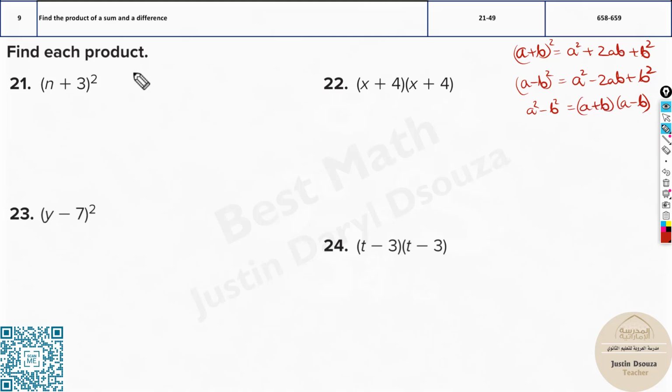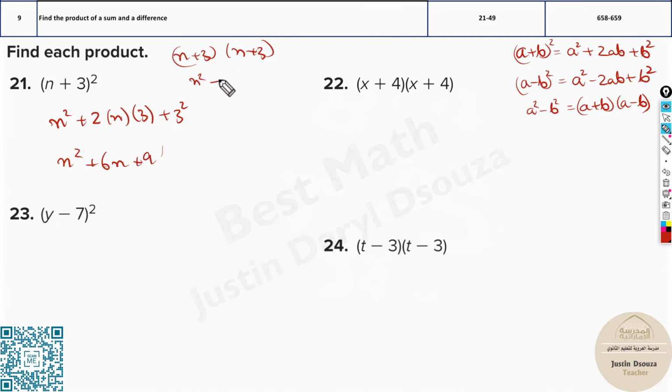Now here you can see this is the first type. All you can do is directly square the first term: n squared plus 2 times n times 3 plus 3 squared. The simplification would be n squared plus 6n plus 9. That's the answer. Or you can also multiply it as FOIL: (n + 3)(n + 3), and then it'll be n squared plus 3n plus 3n plus 9, which is n squared plus 6n plus 9. The answer would be the same whichever method you follow.